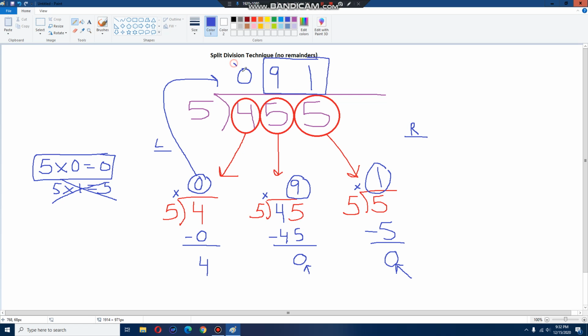Don't worry about the 0 here. If there's a 0 in front, you can ignore it. You don't need it. So 455 divided by 5 is equal to 91. And this is how you use the split division technique.